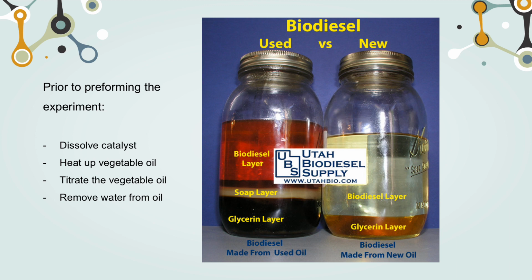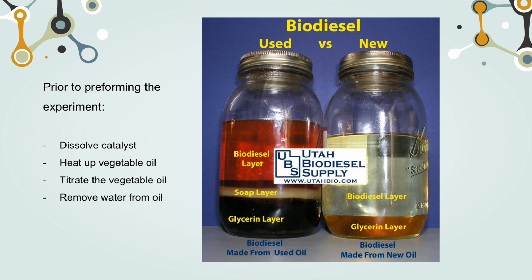So to counter this problem, oil titration is used on the vegetable oil before using it in our reaction so that we don't create this soapy layer. Another obstacle in the process is when there's water present in our oil. This is because when oil, water, and a catalyst react, it creates soap. It doesn't create a biodiesel.